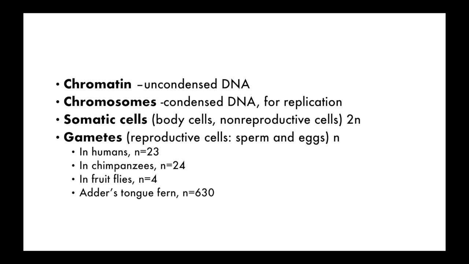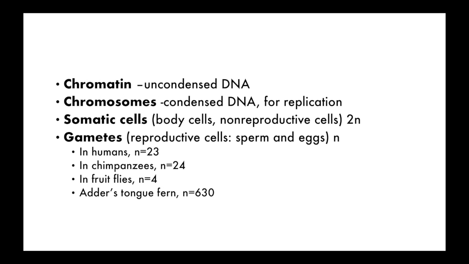Somatic cells, which are your body cells, are non-reproductive cells, and they have 2 copies of each chromosome from the mother and the father in them, whereas gametes are your reproductive cells, or your sperm and eggs, and they only have 1 copy of each chromosome. So as far as how different organisms arrange all of their genetic information, humans, we have 23 chromosomes in our gametes, or 23 pairs, or 46 chromosomes in all of our body cells.